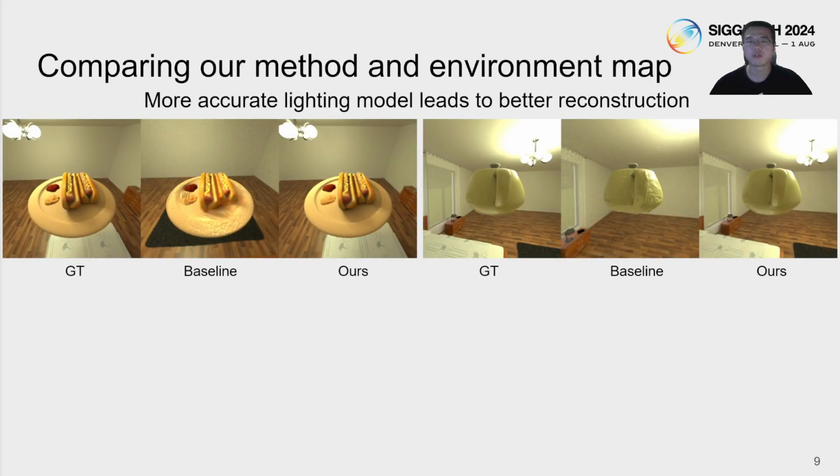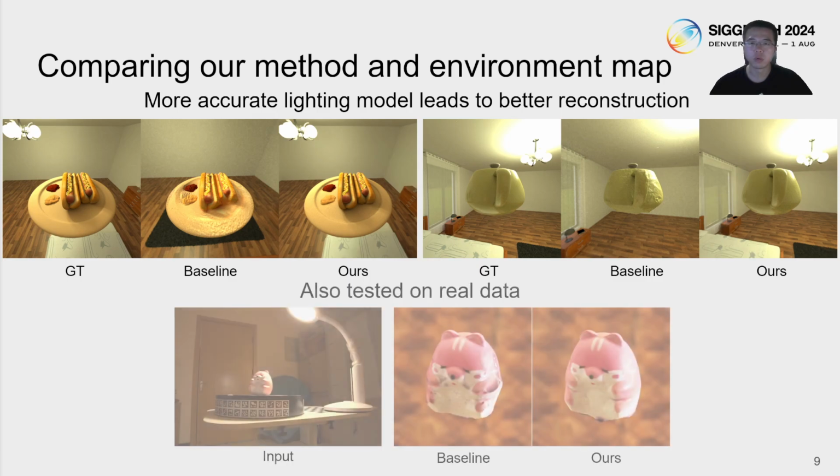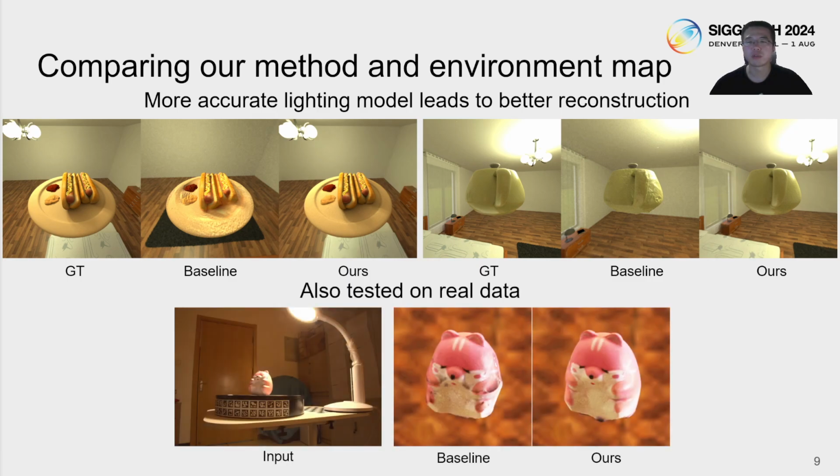By using our NeRF lighting in inverse rendering, we can see that it leads to better reconstruction under shadows and reflections. We also test our method on real captured data and find that it leads to higher quality relighting and does not suffer from these artifacts in the baseline.